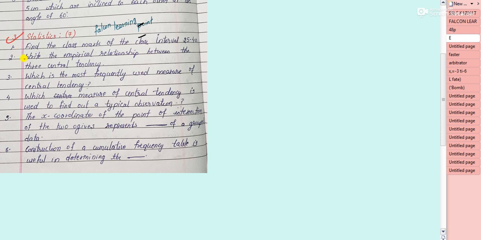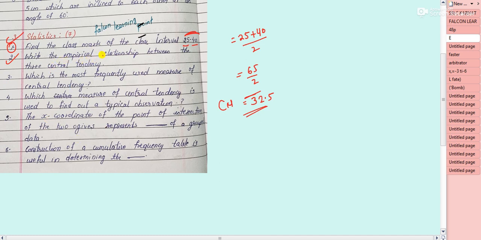Okay, so coming to the first question, find the class mark of the class interval 25 to 40. So class mark is the midpoint of this. How are you going to find? Just add these two, 25 plus 40, and just divide it by 2. So this becomes 65 by 2, which is equal to 32.5. So this is the class mark. Remember this. Okay, how to find, you should know.